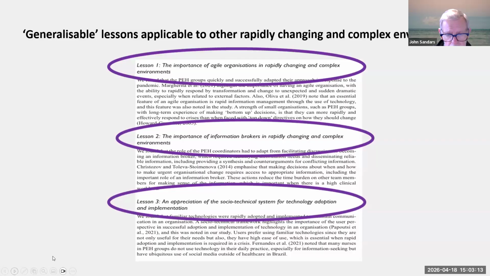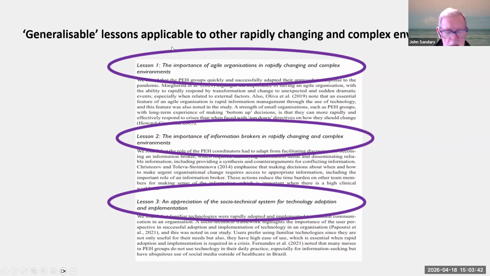And another lesson was an appreciation of what's called the socio-technical system for technology adoption and implementation. Because what people preferred was using their normal technologies. In other words, they were using WhatsApp groups, using text messages. They were using these instead of using Teams or Zooms.